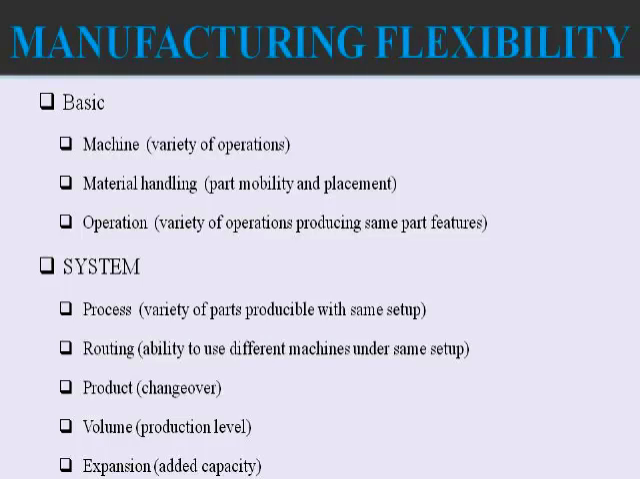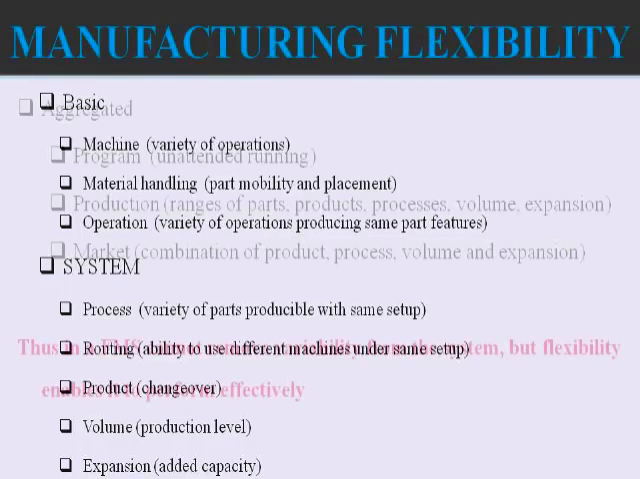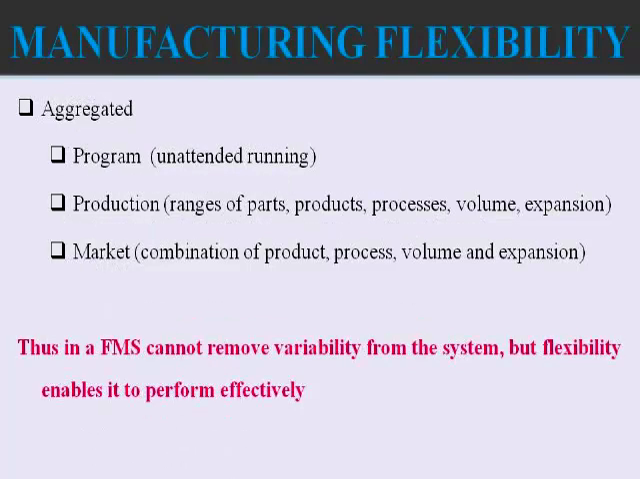Routing, the ability to use different machines under the same setup, should be more, and product changeover should be good. Volume production level is high, and any capacity expansion should be allowed. Aggregated, the program should be such that it can run in an unattended fashion. Market demand is a combination of product, process, volume and expansion. Thus, in an FMS we cannot remove variability from the system, but flexibility enables it to perform effectively.